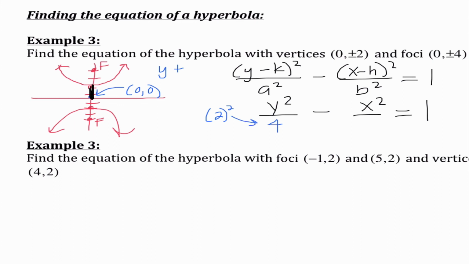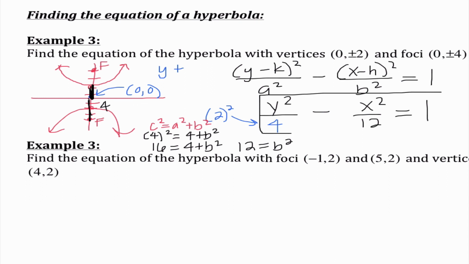Now the final piece of information is that other denominator. So I'm going to use the fact that c squared equals a squared plus b squared. I can see that the focus is 4 away from the center. So I'm going to say 4 squared equals 4 plus b squared. So 16 equals 4 plus b squared. So 12 is our b squared term. So my equation here is y squared over 4 minus x squared over 12 equals 1.